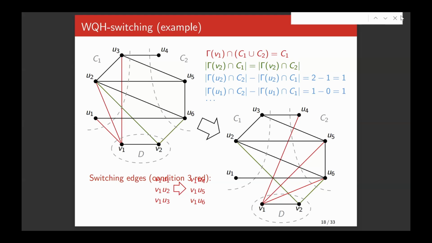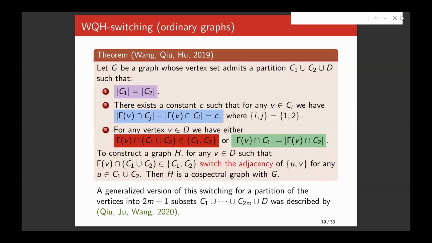okay? The other conditions are also satisfied, okay? And I mentioned that for the example, I wanted to focus on only 2 switching sets, but this is a more general procedure that requires 2M switching sets because you always switch in pairs. So you need this pair condition also. And this more general switching has been published after the 2019 paper.